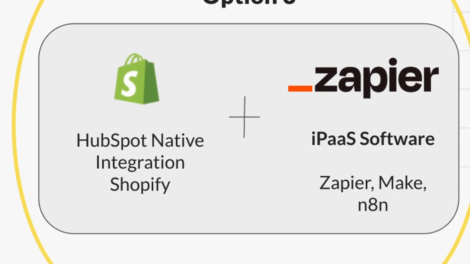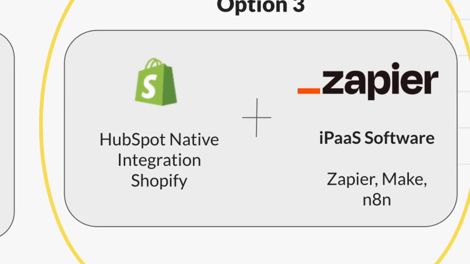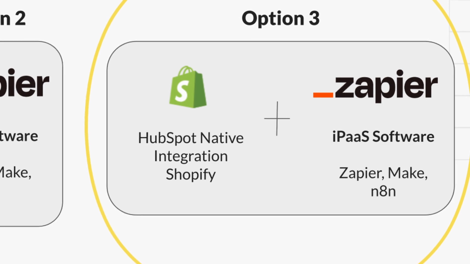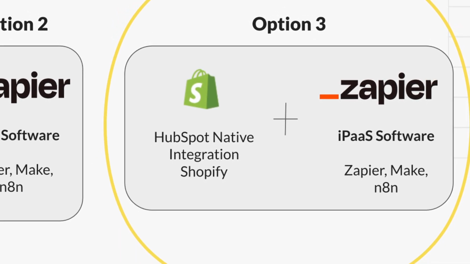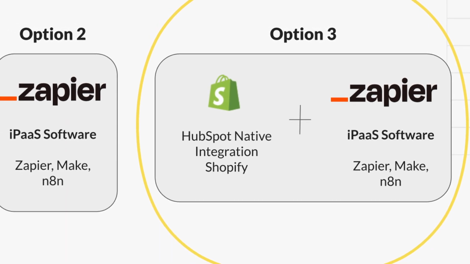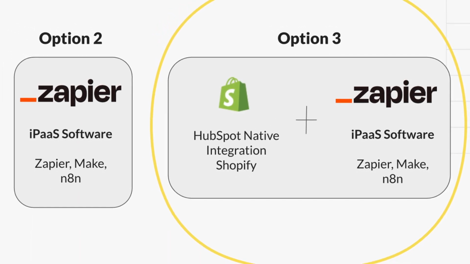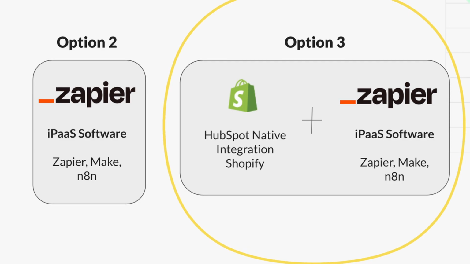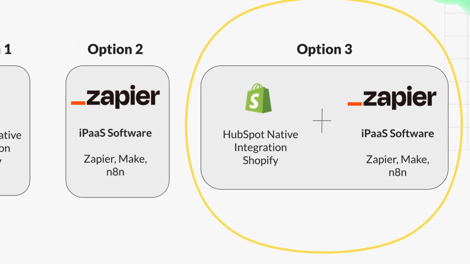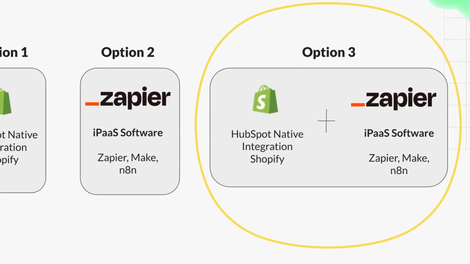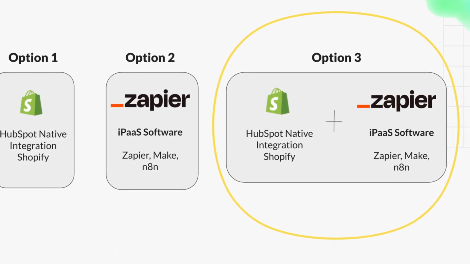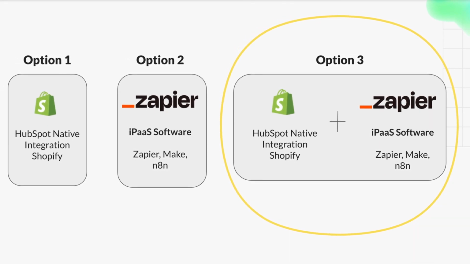And I guess I'd say the secret third option is using both. This is an option for those who feel a little limited by the app in the marketplace. They can use the app to get probably a good percentage of what they need from Shopify to HubSpot, that integration piece. And then they can leverage something like Zapier or n8n to facilitate the rest of the integration.